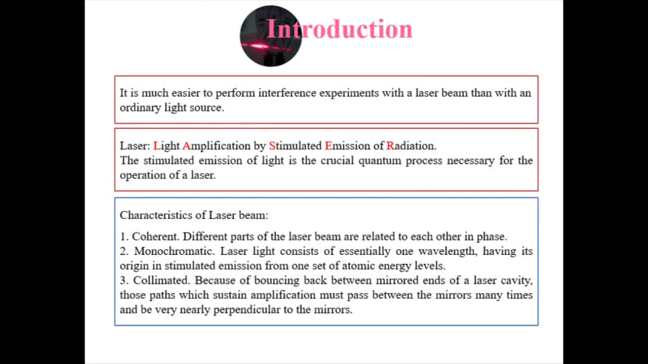It is much easier to perform interference experiments with a laser beam than with an ordinary light source because the characteristics of a laser beam are coherent, monochromatic, and collimated.